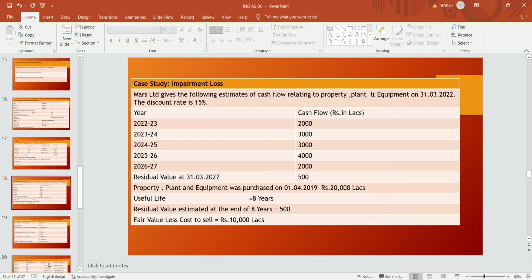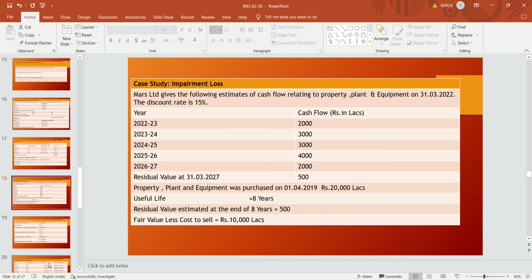And they will generate cash flow. The estimated cash flow from that plant and machinery is, in 2022-23 they will generate 2000 lakhs cash flow. In 2023-24, 3000 lakhs cash flow. 2024-25, 3000 lakhs cash flow. 2025-26, 4000 lakhs cash flow. 2026-27, 2000 lakhs cash flow. And the residual value, meaning at the time of termination of that asset, at the time of scrap sale, the value will be 500 lakhs.